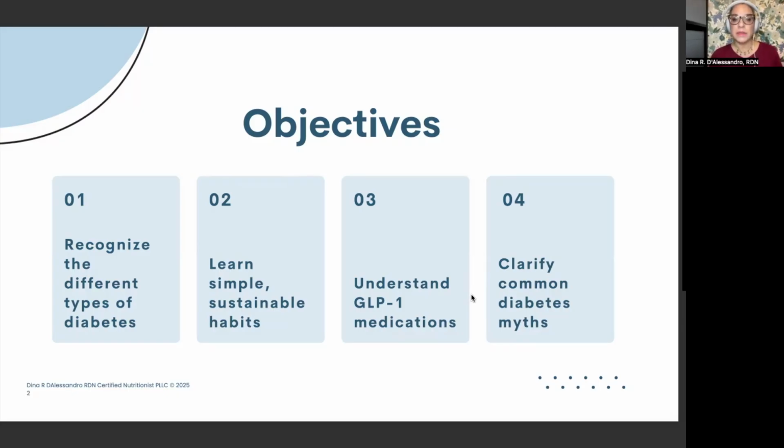I'm also going to dive a little bit deeper into the GLP-1 medications because we talked about that in last year's webinar, but honestly, a lot of stuff has happened since then, so I wanted to make sure I give you some updated information. And then last but not least, we'll go over some common myths and misinformation just to make sure you feel clear on what to know about this condition.